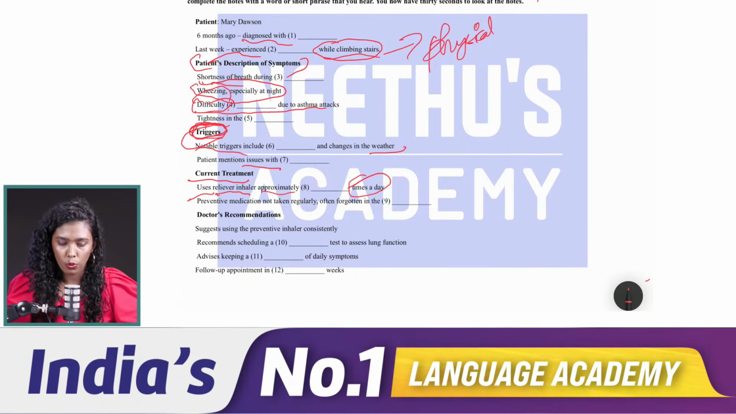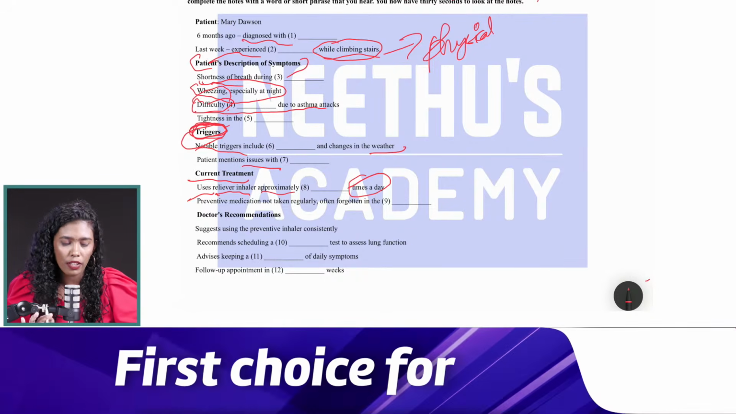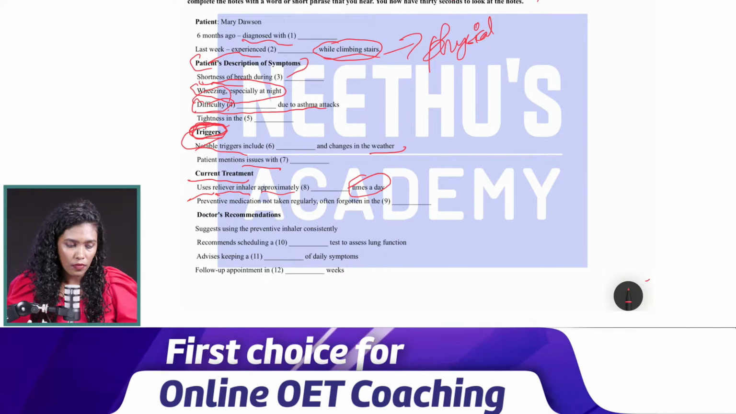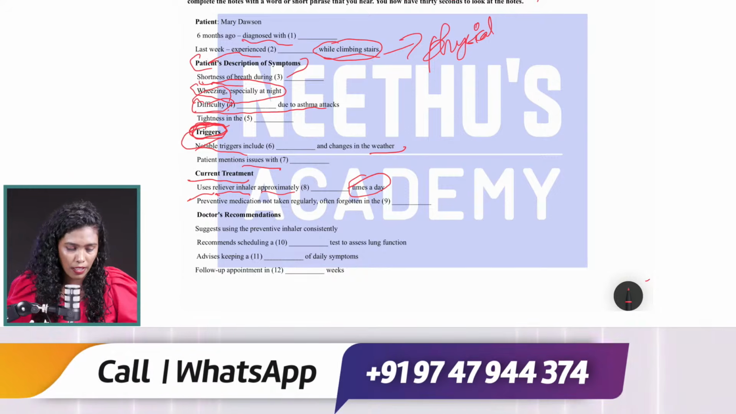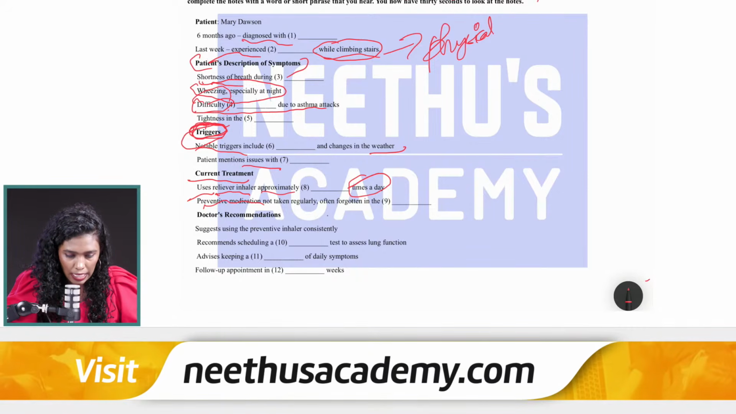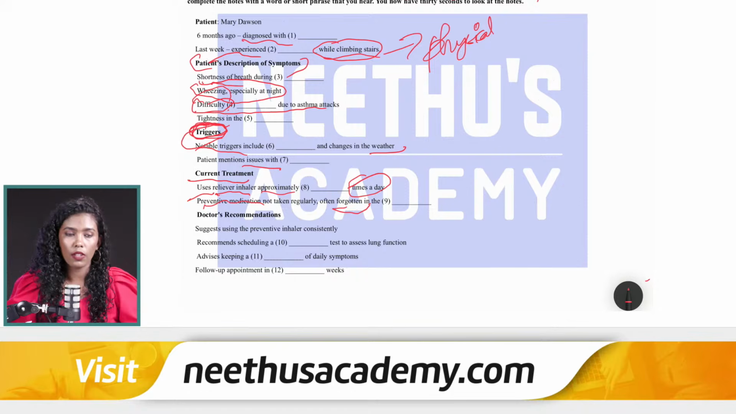The patient tends to forget to take the medication. Often forgotten in the dash. So specifically, what they forget will be mentioned in that blank space. What will it be? Which one do you think is something here? I would suggest you go for the keywords preventive medication and forgotten. That can be a keyword.